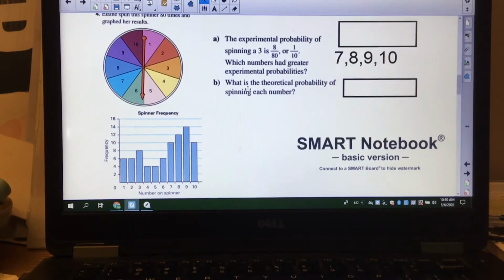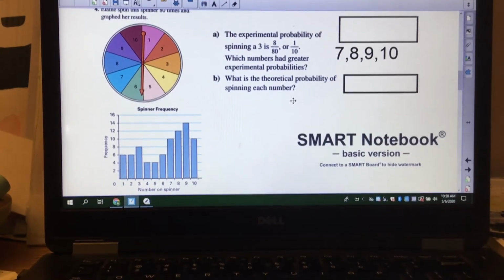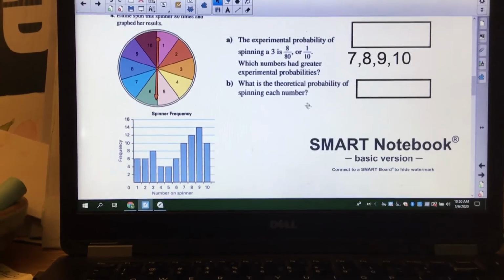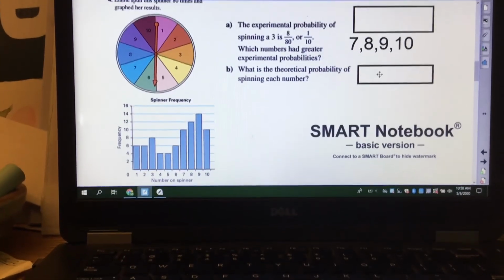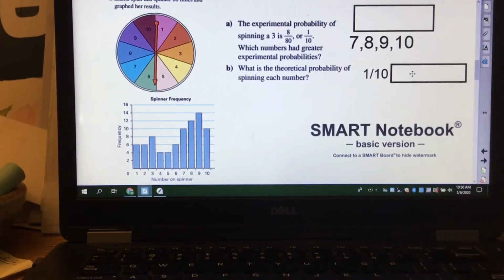B, pause this and give it a try. What is the theoretical probability of spinning each number? Pause it and see what you get. You should find that the probability of each number is 1 out of 10.